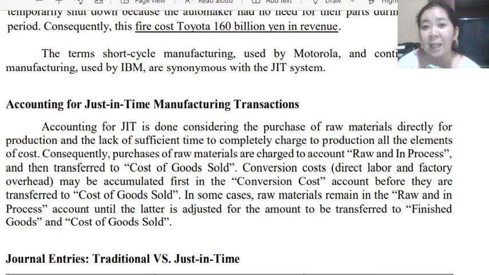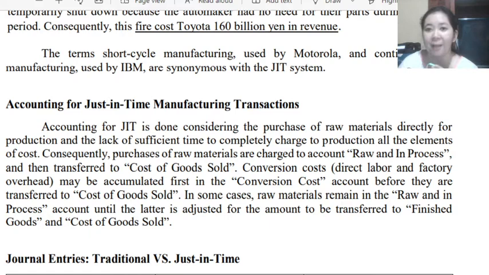Okay, so that's why we will use the raw and in-process account title, and then this will be transferred to cost of goods sold. Okay, so conversion cost, which is the direct labor and factory overhead, may be accumulated first in the conversion cost account before they are transferred to cost of goods sold. And in some cases, raw materials remain in the raw and in-process account until the latter is adjusted for the amount to be transferred to finished goods and cost of goods sold.